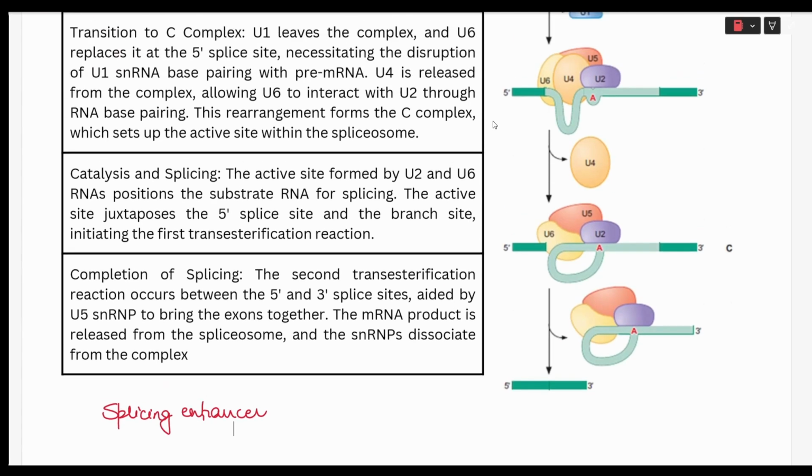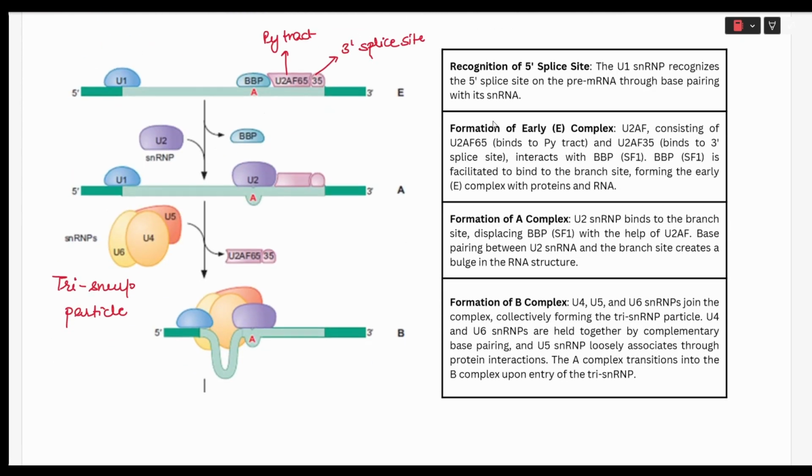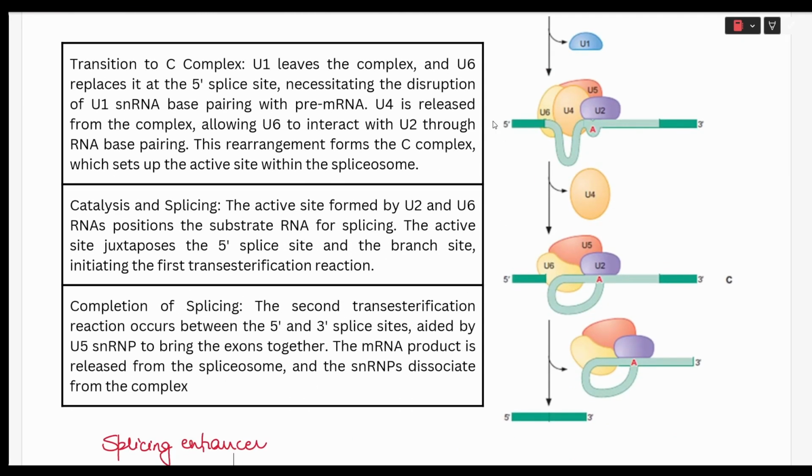Now the sequence of events, right? I hope you remember these seven different steps that I have mentioned here. You might see that this sequence is there, but it is not fixed, guys. It is variable. The sequence might vary. This is the most acceptable mechanism, but the sequence can vary.